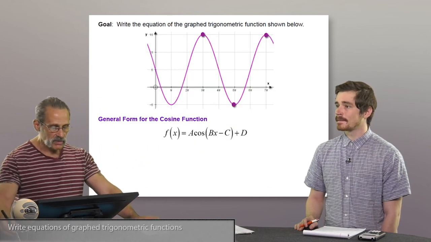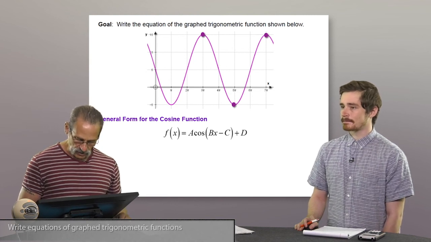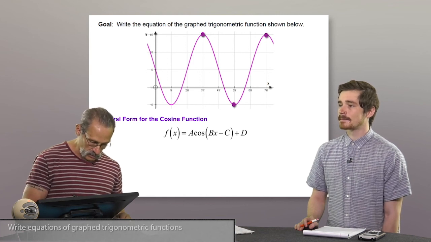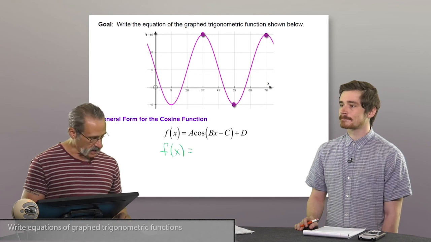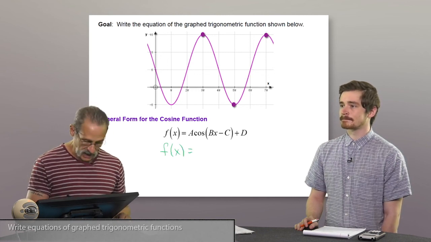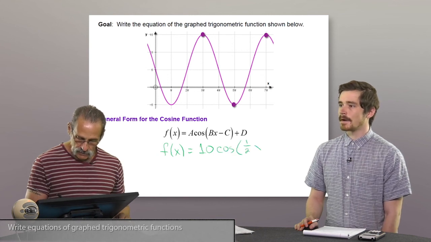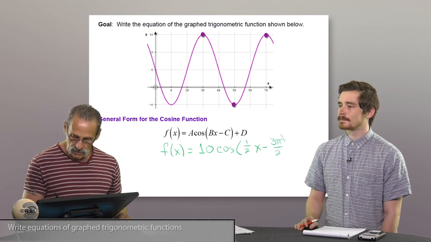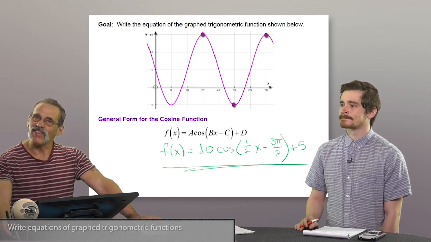Absolutely. So we should be able to write in our cosine function, right? Sure. So all we have to do is come over here and grab a nice color. f of x is equal to A, and we knew A was 10, times the cosine of B, and B was 1/2, minus C, and C was that very last number we found, 3 pi over 2, plus D, which was 5. And we have the graph of the cosine function. Thank you.